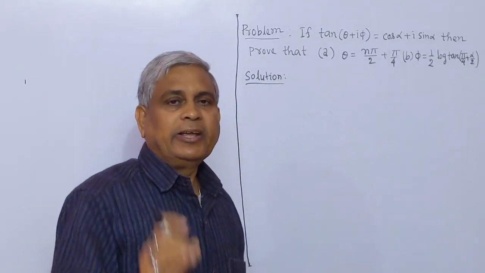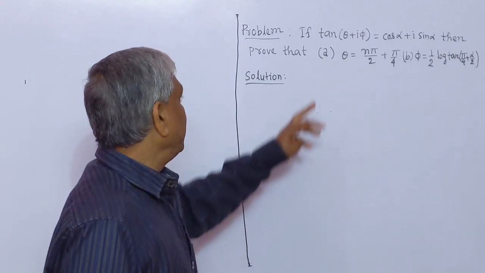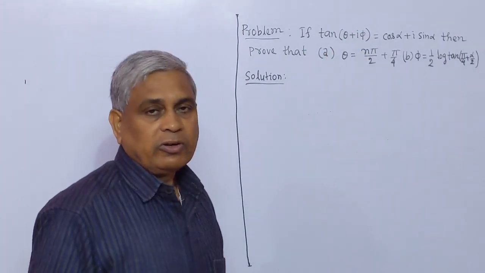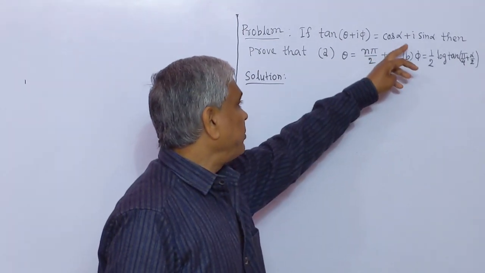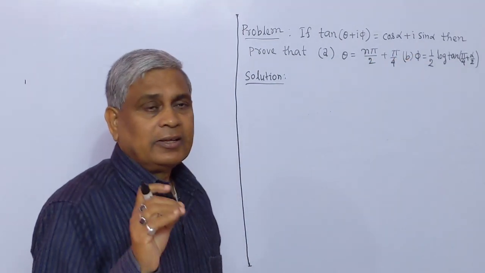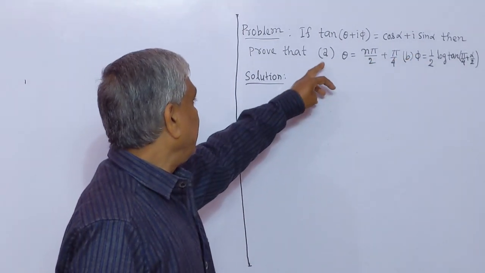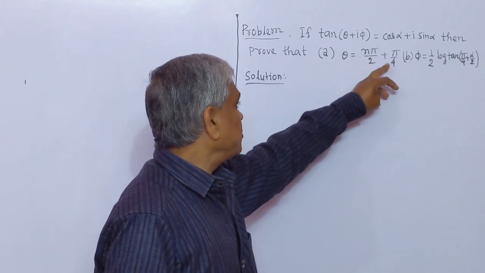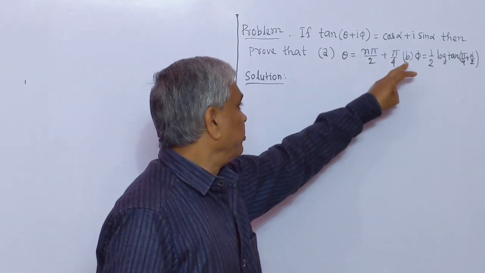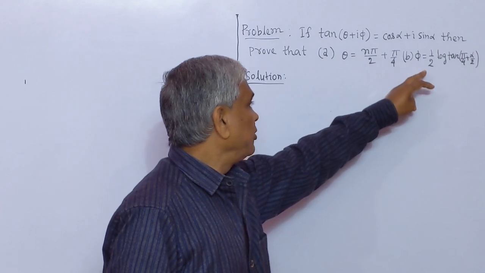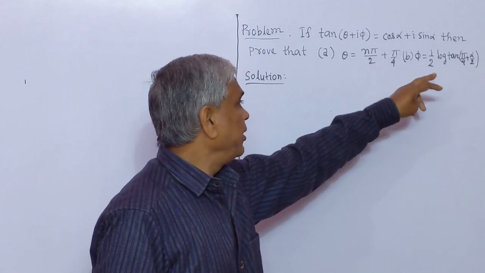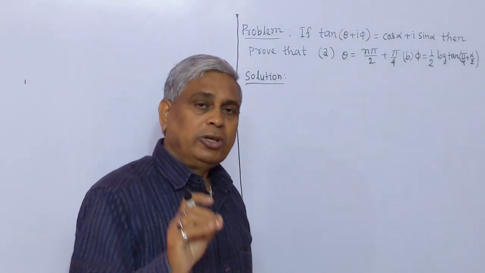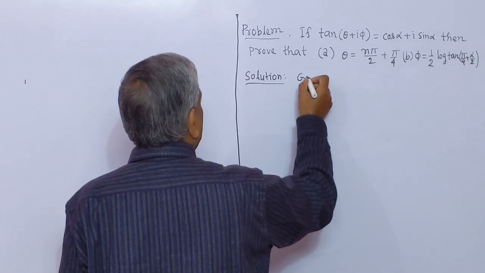Now we solve the next problem. The next problem is: if tan(θ + iφ) = cos α + i sin α, then prove that (A) θ = nπ/2 + π/4, (B) φ = (1/2) log tan(π/4 + α/2). Now we solve this.